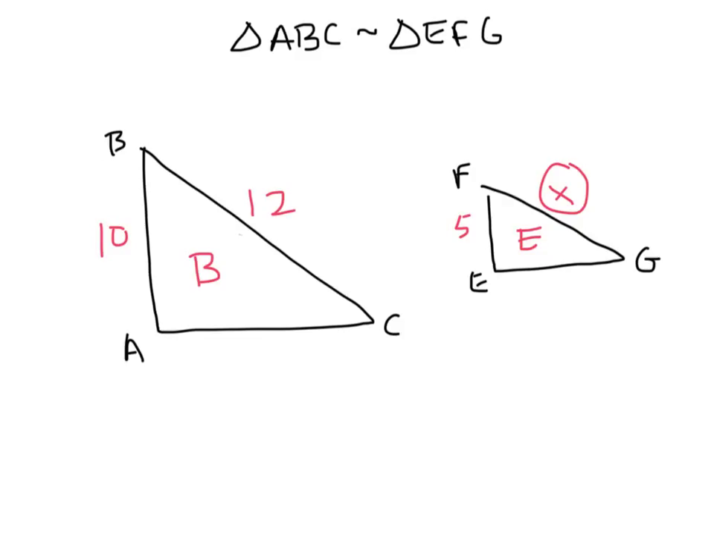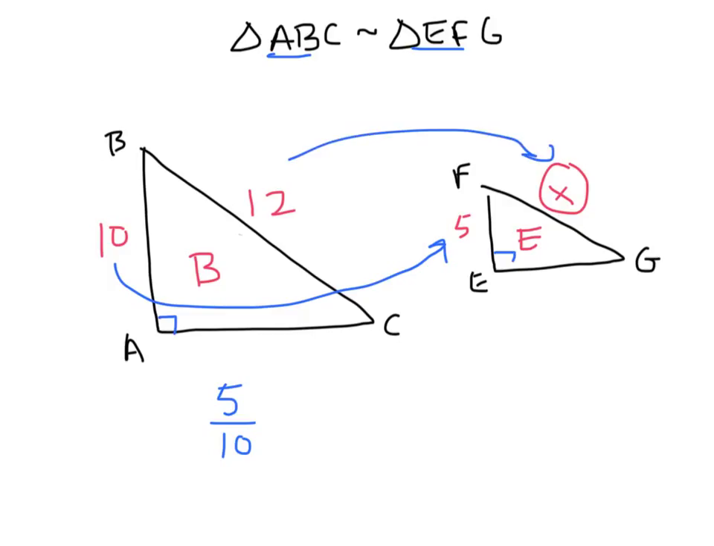So if I'm setting up my end over beginning, first of all, I know that 10 and 5 go together because remember A, B, E, F, I can tell from the names that those go together. They're also adjacent to my right angles, so I know those correspond. So if I'm setting up my end over beginning, I'm setting up 5 over 10. Then if I do the same thing on this side, I'm going to do equals x over 12.